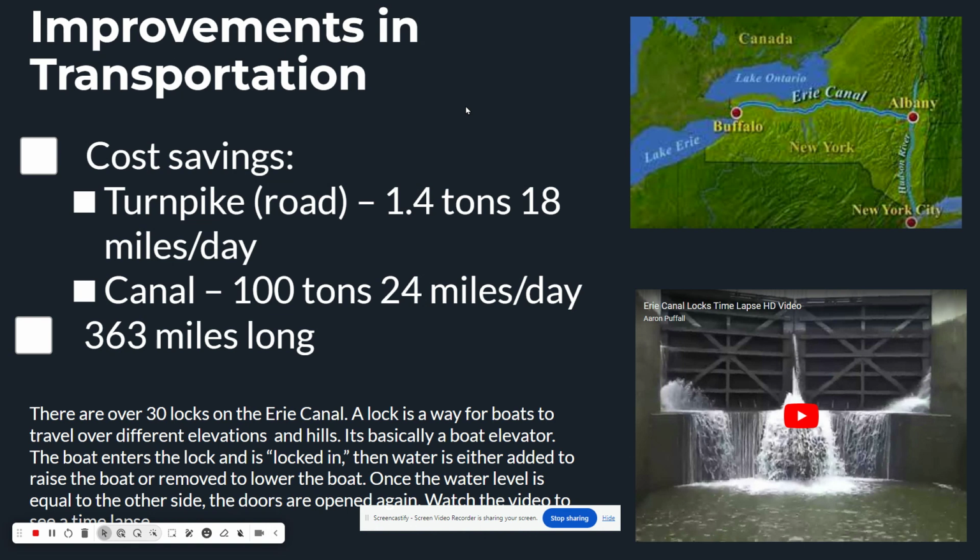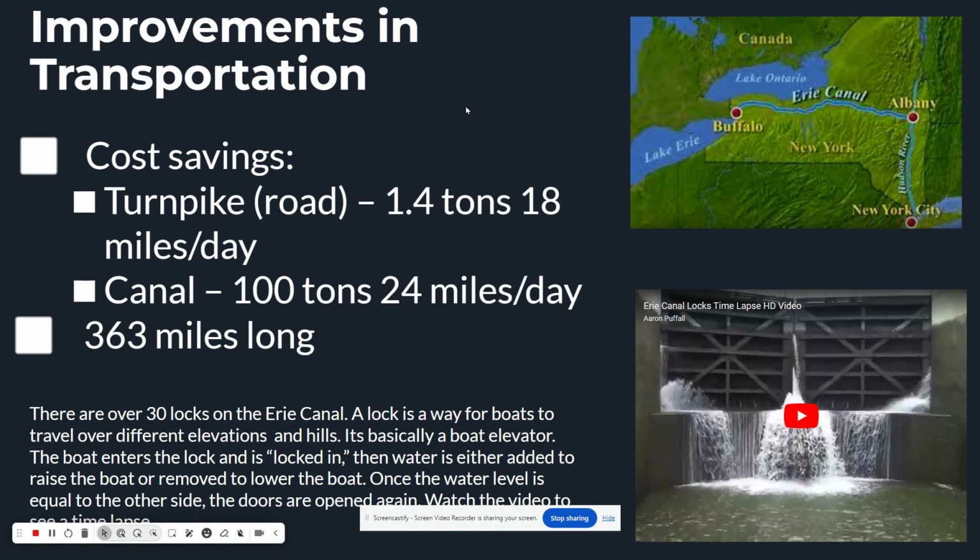The other big improvement in transportation would be canal building. Canals are basically a way to connect lakes and rivers to increase the flow of transportation. Look at the cost savings here. Using a turnpike or a road, a person could move 1.4 tons of material 18 miles a day. With a canal, you can move 100 tons of material 24 miles a day, right? So the cost savings of canals really increase shipping in the United States and the movement of goods, particularly with the Northeast. That would be New York and New England with the Midwest.